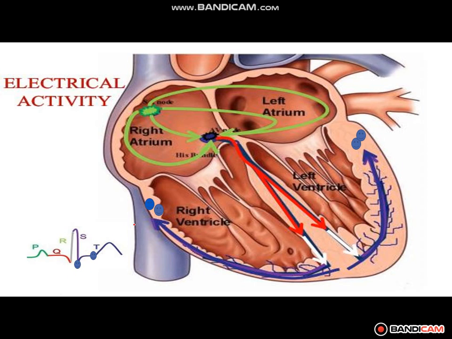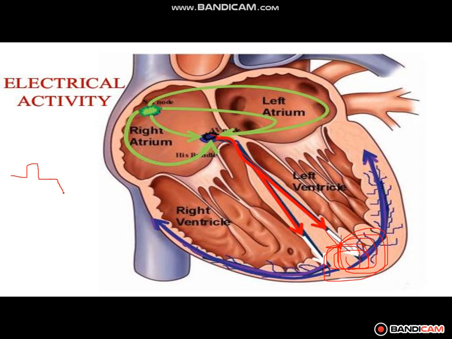The remaining part of the R wave and some part of the S wave, and then when the electrical impulse comes again to the base of the ventricle, it produces the remaining part of the S wave, and also the ST segment. The remaining S wave is produced when the electrical impulse reaches the base of the ventricle. So I hope you will learn something from these lessons.